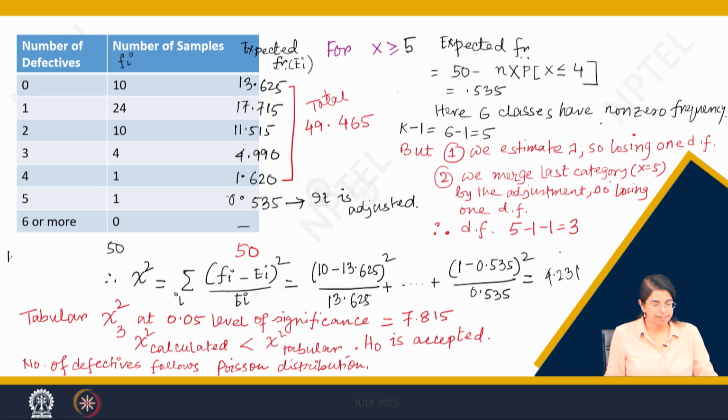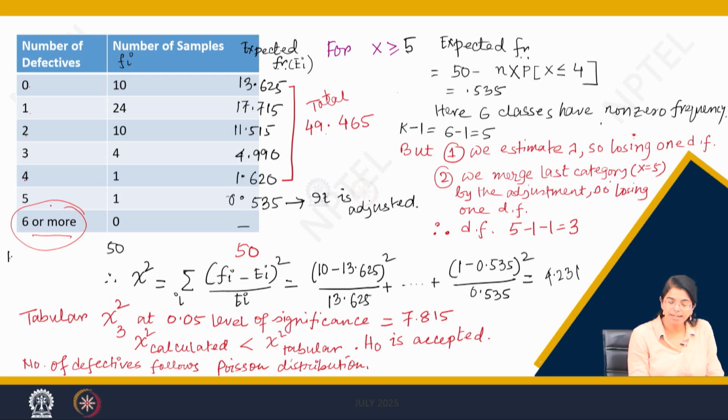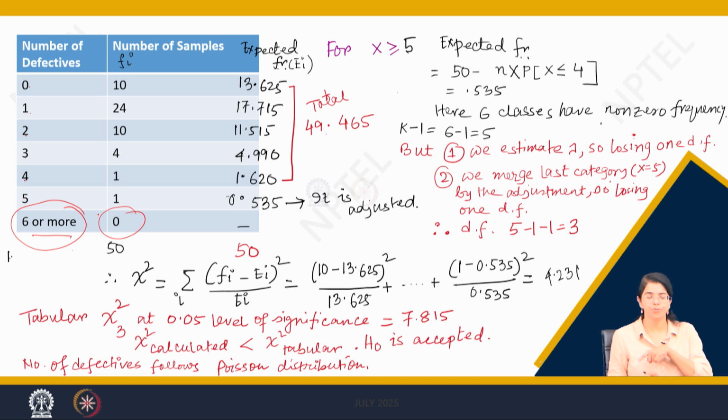So finally, the table for which we can jot down the expected frequency and the observed frequency is like that. Now getting down to chi-square, see one more point. Here there are how many classes? 1, 2, 3, 4, 5, 6, 7. But 6 or more, this class doesn't have any frequency. So we can omit it, we can strike through it.